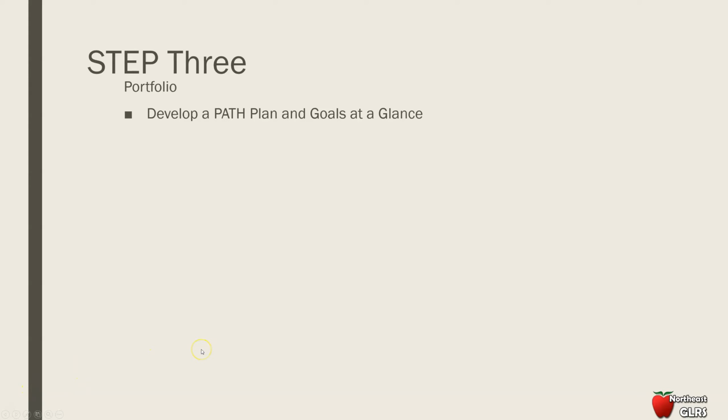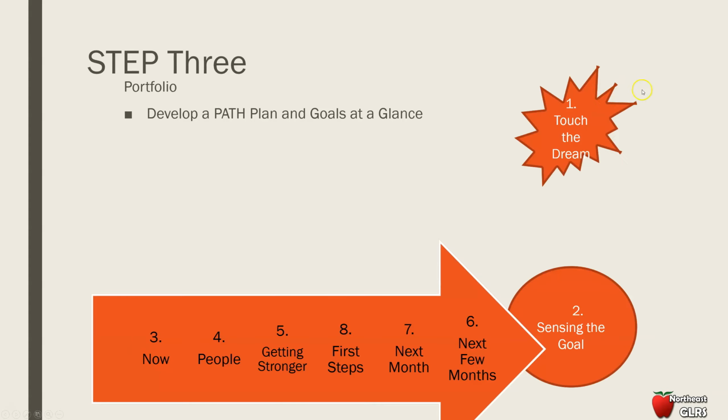Step 3 is to develop a portfolio, and that's with a PATH plan and goals at a glance. To do this, you start with one, which is Touch the Dream. You can see already this is a lot like the SDLMI. What is it that the student would like to achieve? And then the student has to think about, well, what is the barrier now to meeting this dream? And that is how the student can develop a goal to take a step toward reaching that dream.